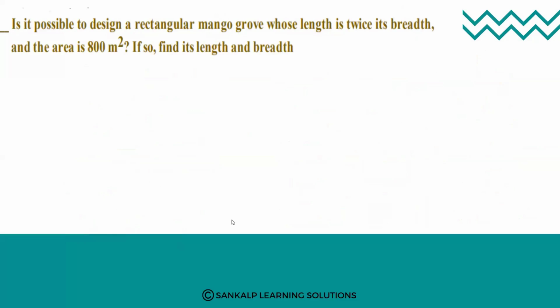Next question is: is it possible to design a rectangular mango grove whose length is twice its breadth and the area is 800 meters squared? If so, find its length and breadth. So one rectangular mango grove is there, so that is a rectangle shape.